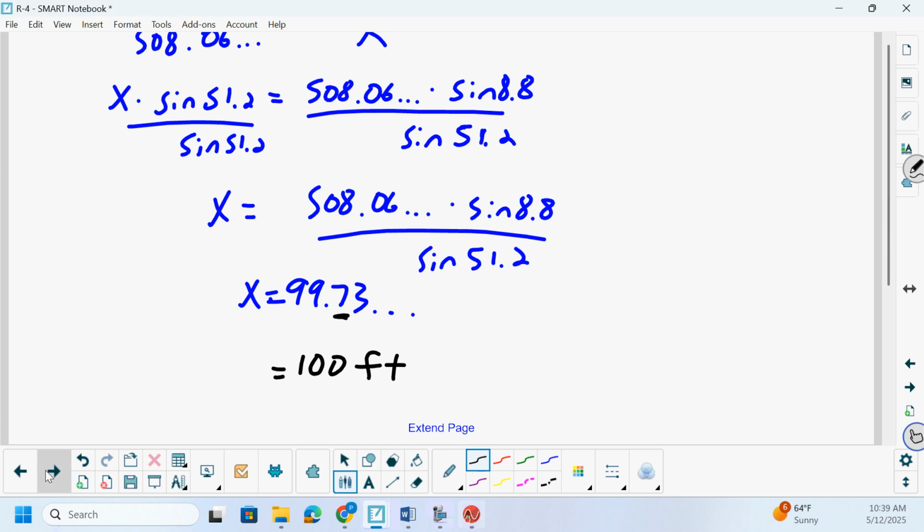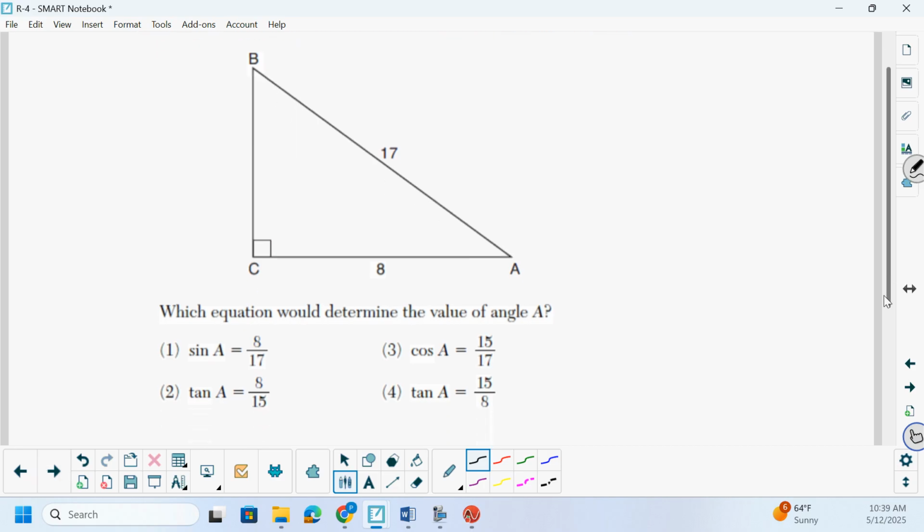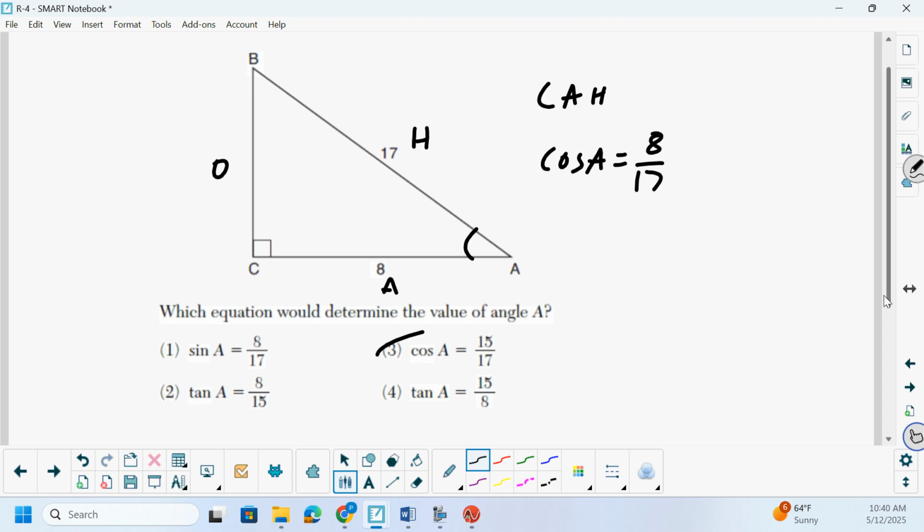All right, if we go over to the next question, 17 over on the next page, we want to know which one would give us the value of A. So starting from A, notice this is our adjacent and this is our hypotenuse, so this would be opposite. Well, using the ones we have, adjacent and hypotenuse would be cos. So we could do cos of angle A gives us 8 over 17. Well, notice the cos of A1 was 15 over 17, so that's ruled out.